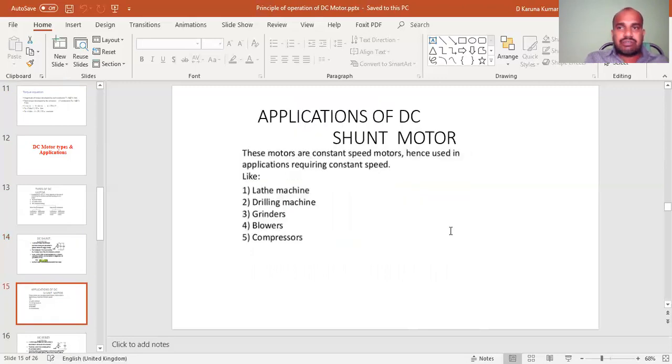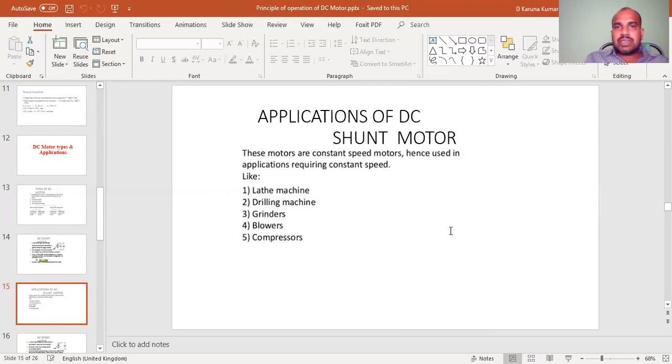What are the applications of the DC shunt motor? This motor is used only for constant speed applications. These are constant speed motors, like 1500 RPM. If you increase the load, the speed is constant. If the load decreases, the speed is constant. Hence, they are used in applications that require constant speed, like lathe machines, drilling machines, grinders, blowers, and compressors.